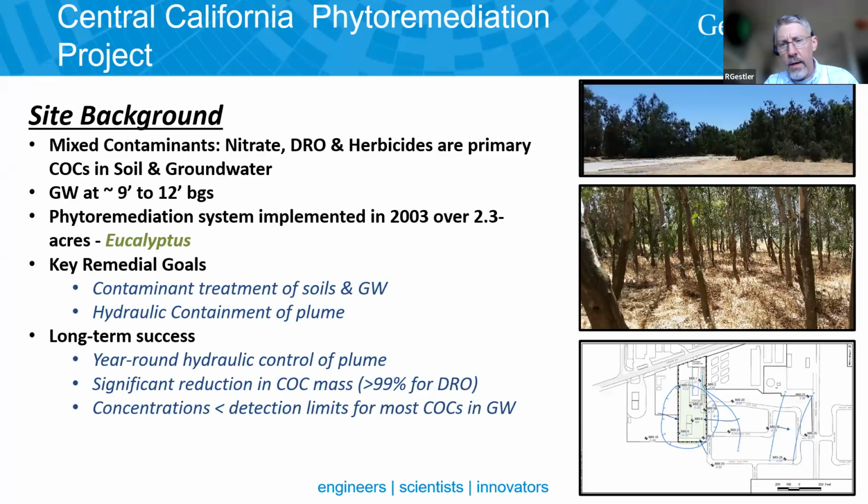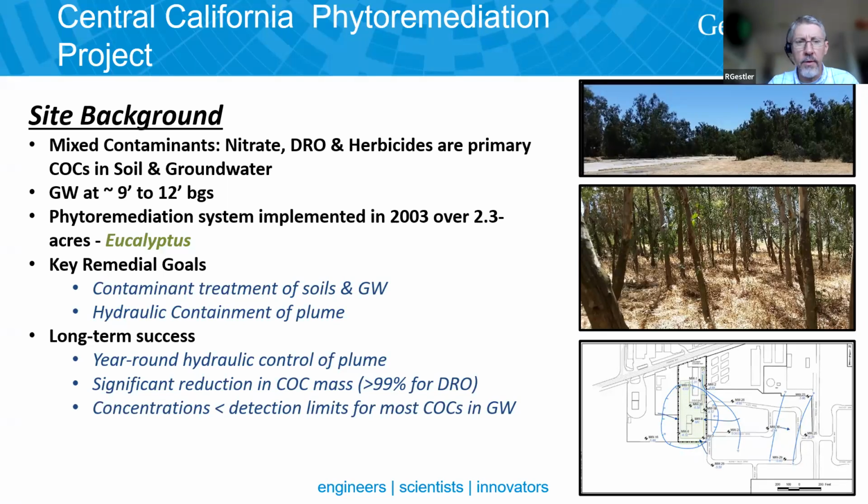And one last traditional or conventional phyto project, one near and dear to me. I live in the Bay Area of California, so this is a site not too far from me here in Central California. This was a former agricultural chemical distribution facility. It's been closed for about 25 years. And about 21 years ago, a phyto system was installed to address a number of contaminants here.